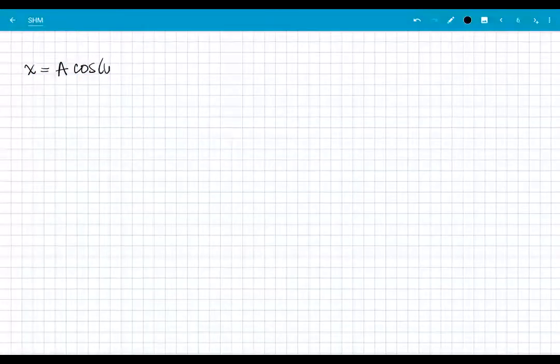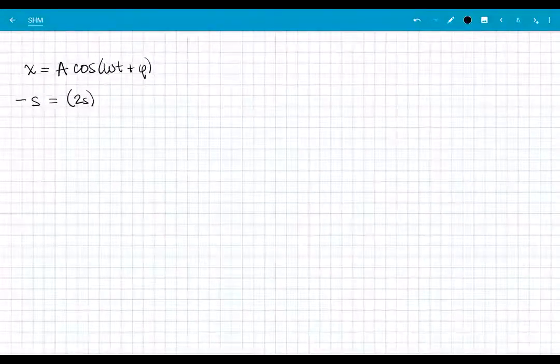And I'll go back to my position function. So x equal A cosine omega t plus phi. This is just my general function here. And now I'm going to apply it for when x equal negative s. So that means negative s in place of x, right? The amplitude's given as 2s. That's a constant, so that doesn't change as time goes on. Cosine.